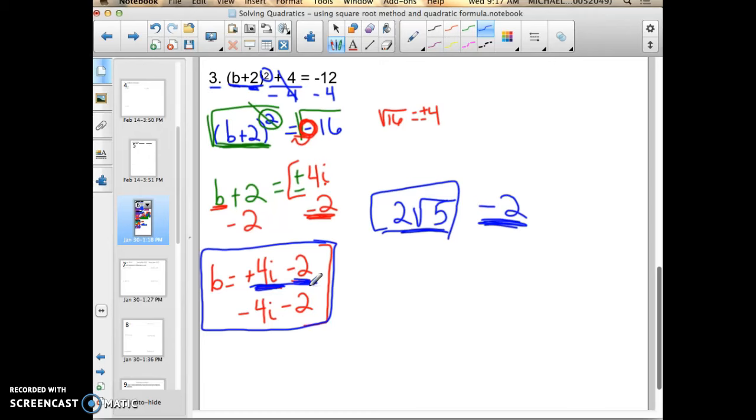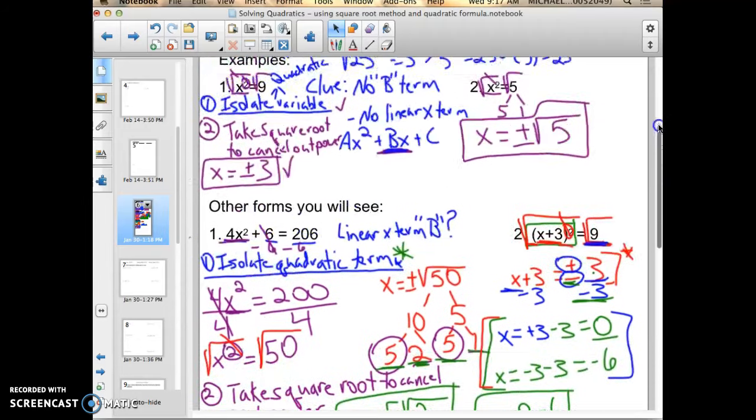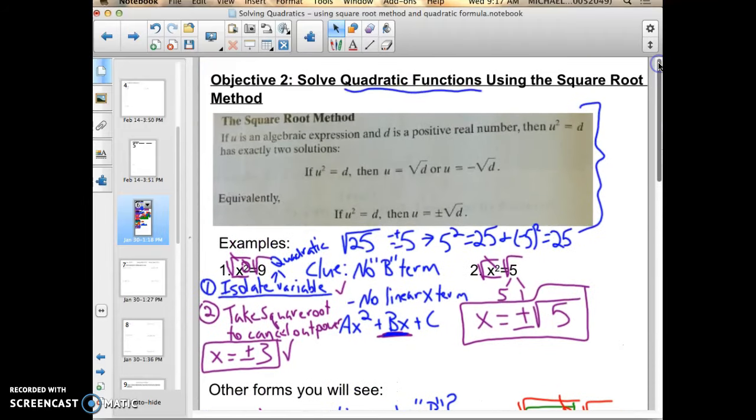So, number 3, this is the final answer. And those are, for the most part, the situations that you will encounter when you attack solving quadratic functions using the square root method.